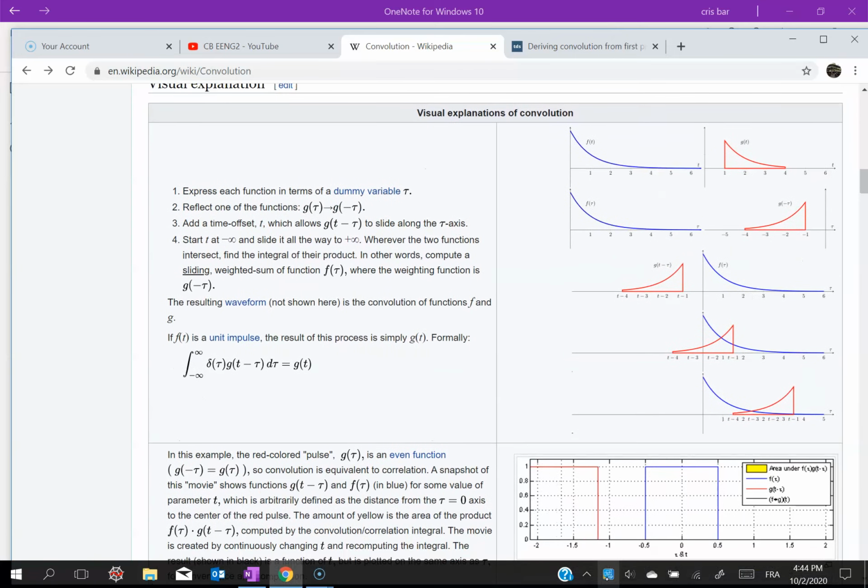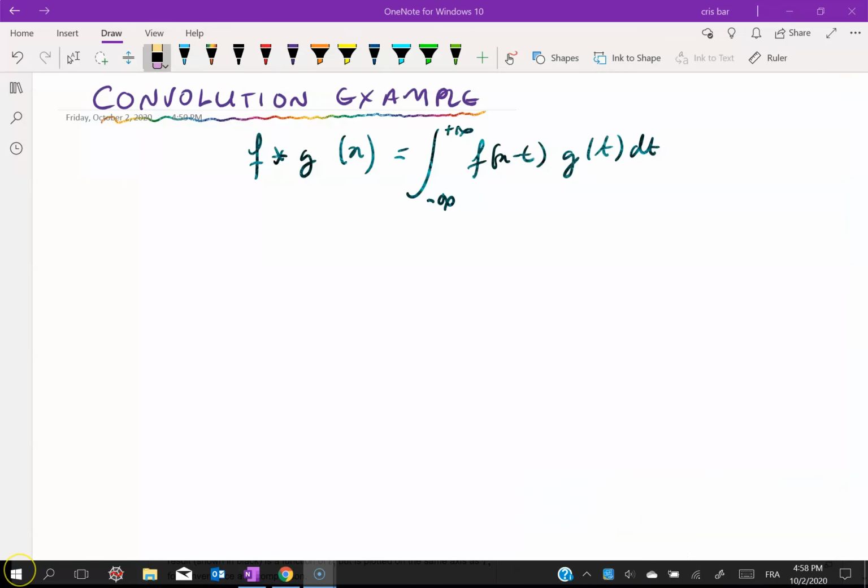Let's compute some simple example first. Let's do one example. I have rewritten here the formula of the convolution. All right, so let's go and write it.